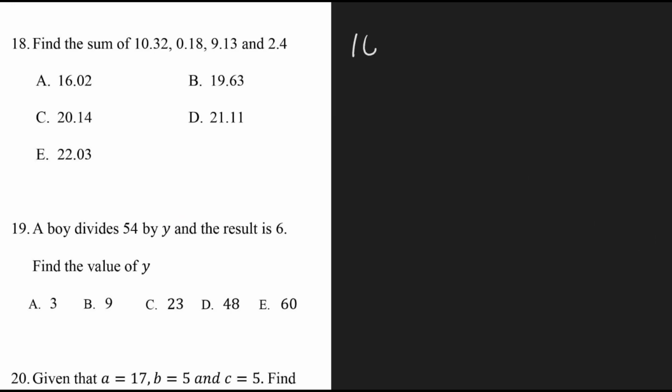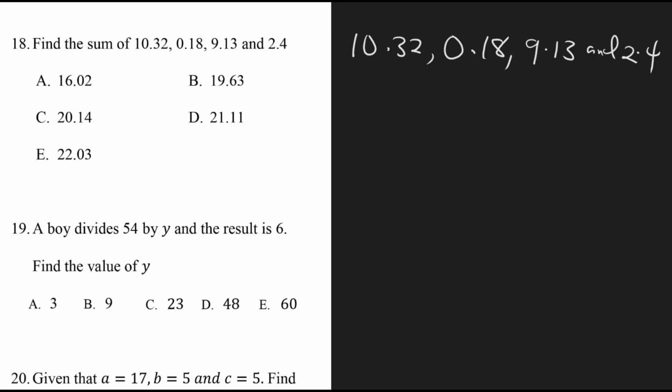10.32, 0.18, 9.13, and 2.4. So the most important and most confusing thing about this is that pupils often struggle with the arrangement of the numbers. So the arrangement is the most important thing here.